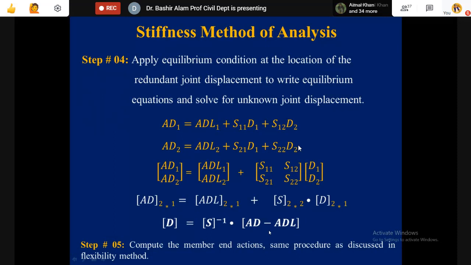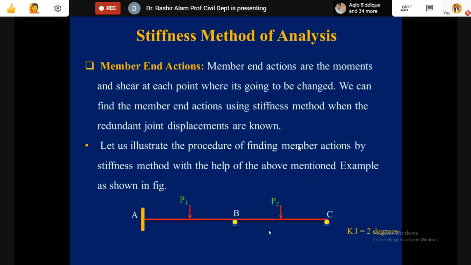Step number 5 now, compute the member end actions, same procedure as discussed in the flexibility method. So we compute the member end actions, and it will be the same. One thing I'll be discussing now is how to grab the values here. Member end actions are the moments and shear at each point where it is going to be changed. We can find the member end actions using the stiffness method when the redundant joint displacements are known.